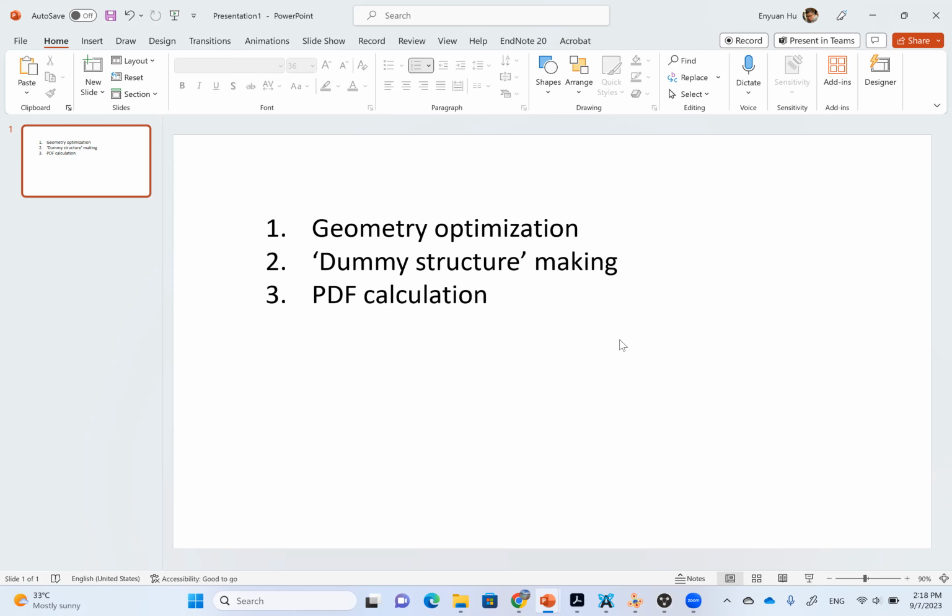The second thing is dummy structure making. So by dummy structure, what I mean is we need to create a crystal structure, right? And this is actually not a real crystal, but we need to create a crystal structure because we need to communicate with PDFGUI later. And for PDFGUI, it is very friendly to crystal structures. It doesn't really recognize the small molecules very well. So we need to bridge this kind of a gap by making a dummy structure.